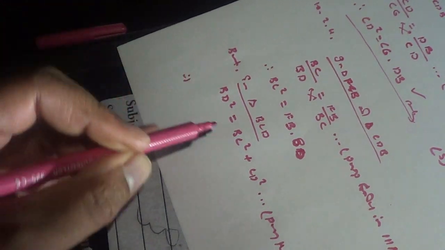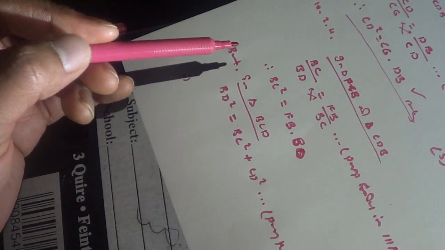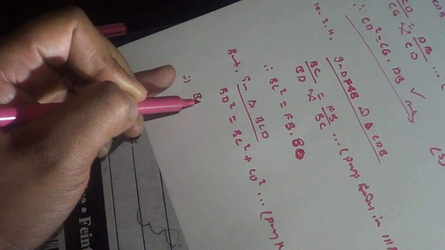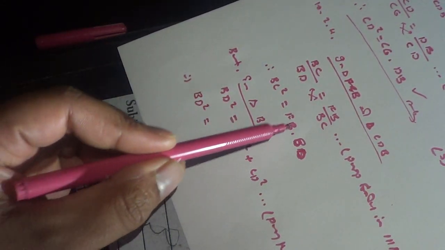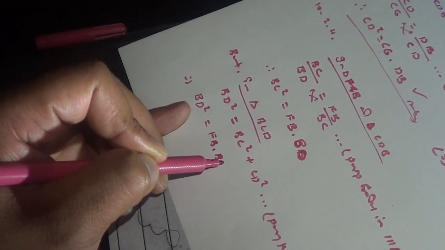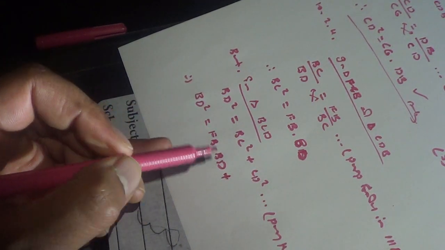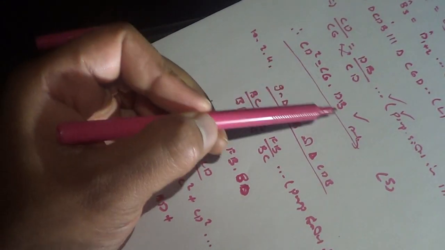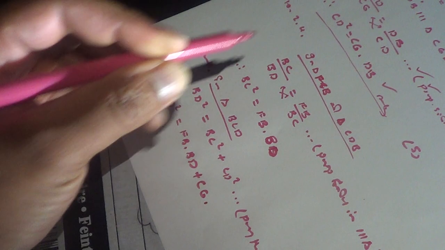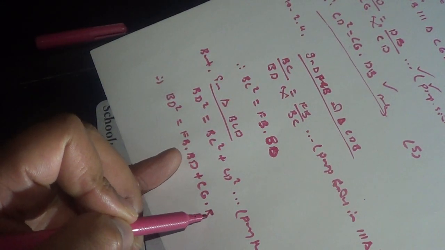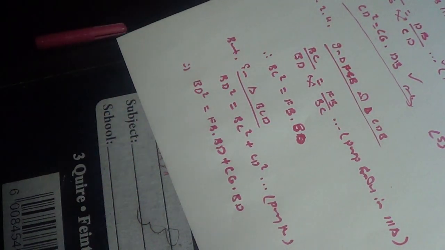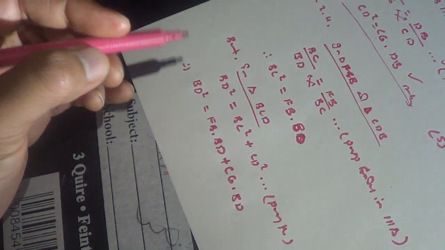So what does this imply? Is BD squared my problem? It's not my problem. So I can leave it as that. So this means BD squared equals, but what is BC squared? BC squared from above is FB times BD plus. What is CD squared? CD squared from above is CG times DB. Let's just say BD because we used BD, okay? So that is fine. Maybe I should have said DB, but it doesn't really matter. It's one and the same thing.